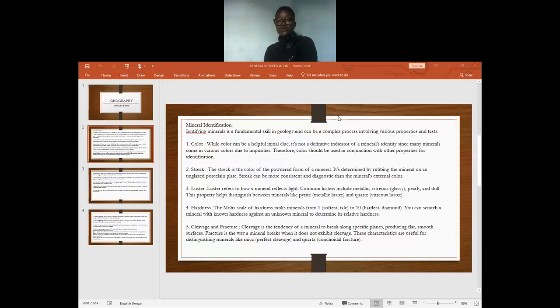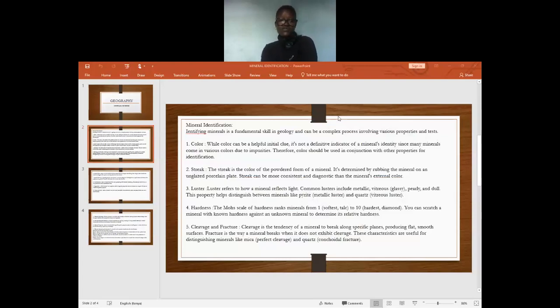The streak is the color of the powdered form of a mineral. It's determined by rubbing the mineral on an unglazed porcelain plate. And we see the streak can be more consistent and diagnostic than the mineral's external color. So looking at the color and the streak, you can differentiate each mineral. Is it gold? Is it diamond? Is it copper? Is it aluminium? One can differentiate.